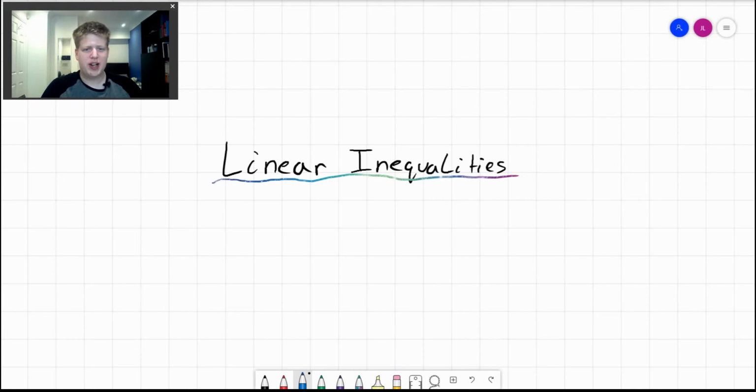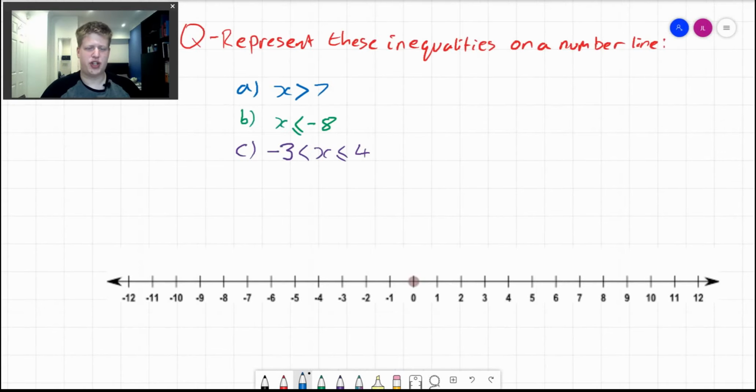So today we're going to look at linear inequalities. Let's get straight into it with a question. Here we have three inequalities, that's what they're called when you have these special arrow looking signs, and we want to represent them on a number line. So we're going to go through what they all mean and how they work.